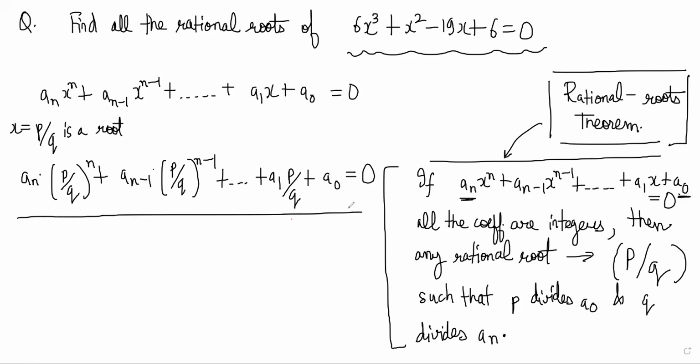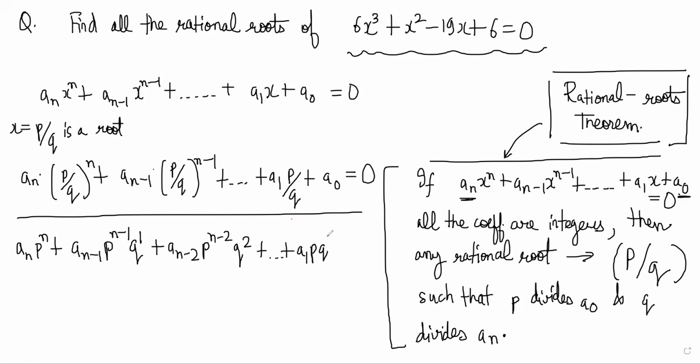Then multiply throughout by q power n. So you'll get an p^n plus a(n-1) p^(n-1) q^1 plus a(n-2) p^(n-2) q^2 and so on till a1 p q^(n-1) plus a0 q^n is equal to 0. This step everybody is understanding what has happened? Yes, sir. You're just multiplying by q power n.